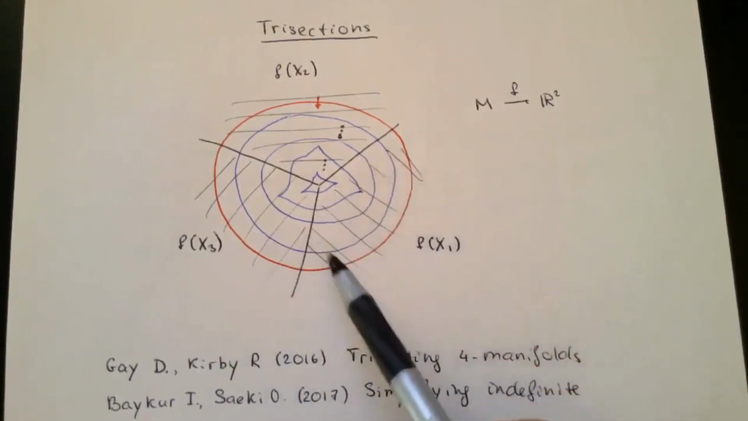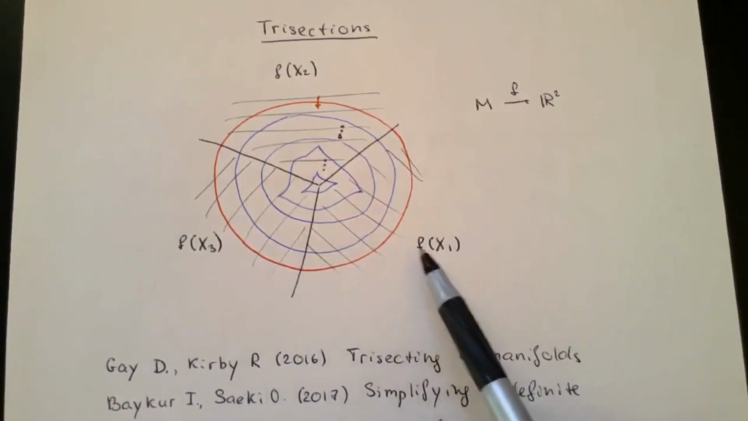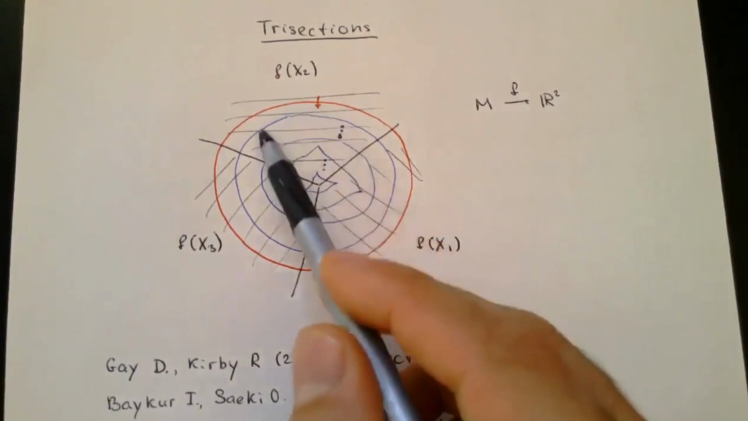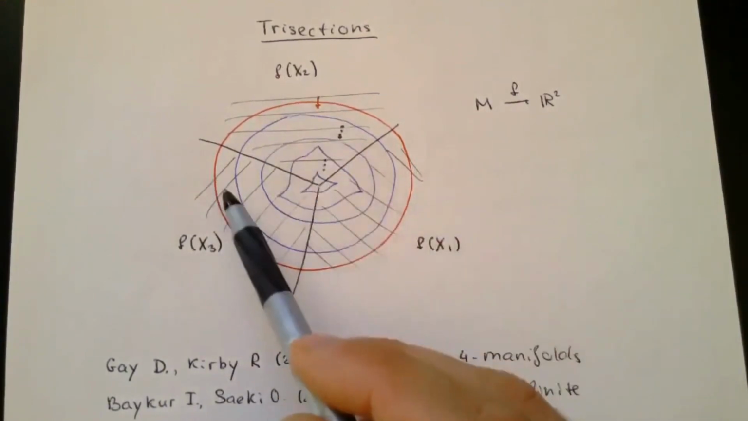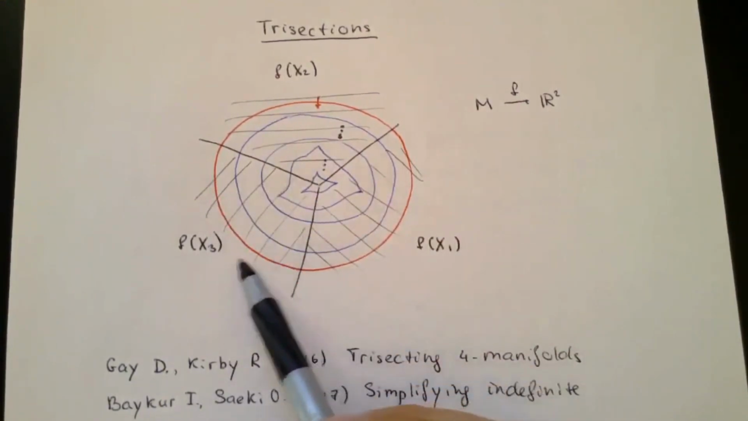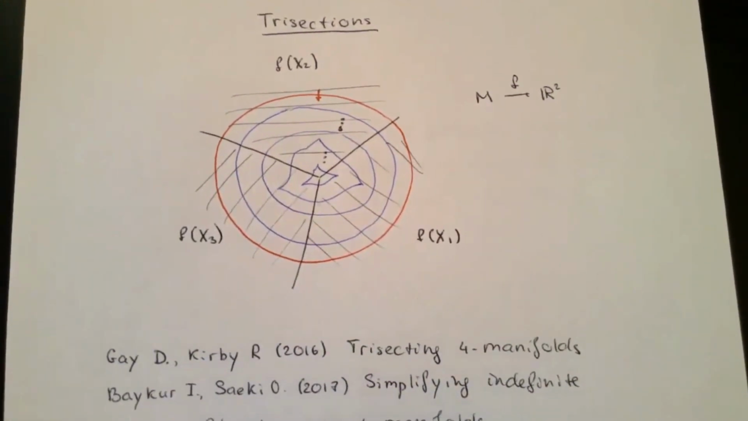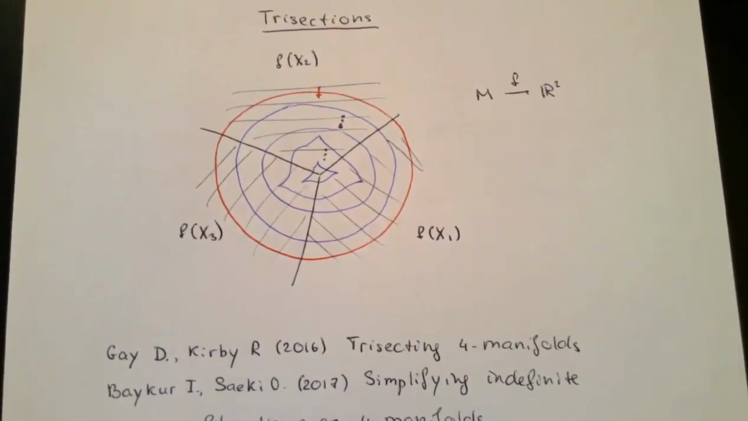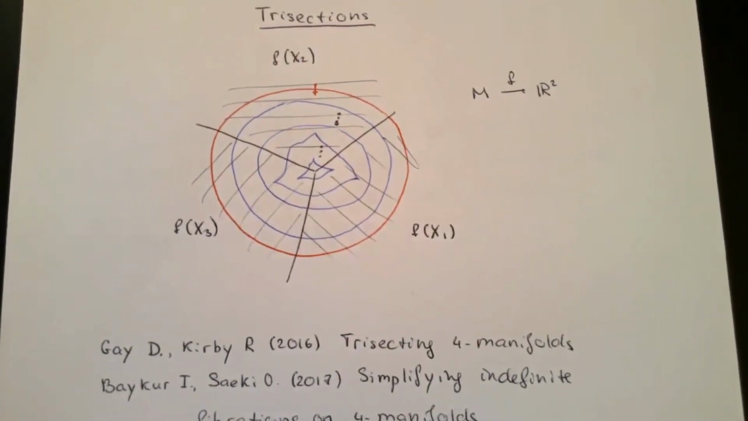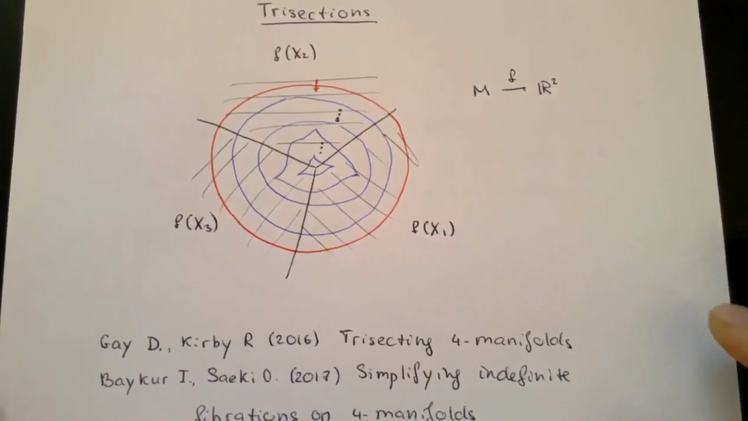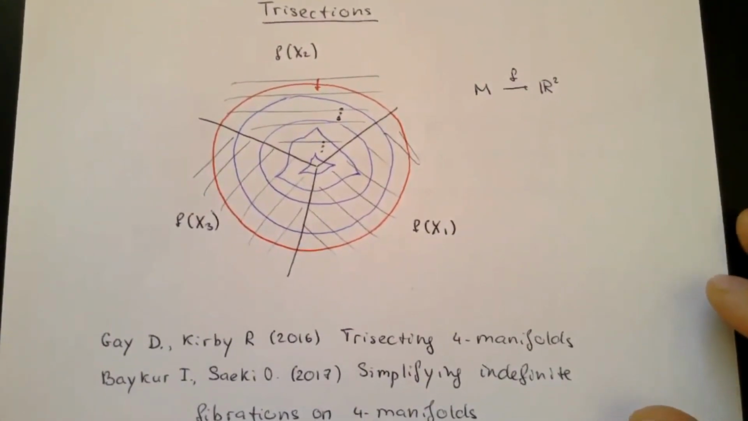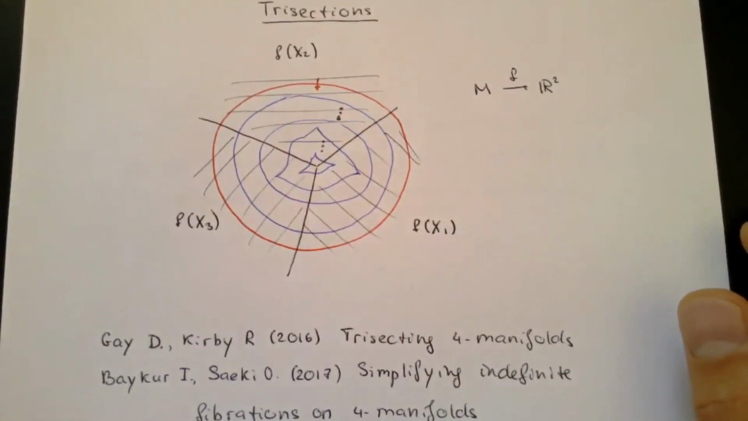So this part on the plane is actually the image of X1, this part on the plane is the image of X2, and this part on the plane is the image of X3 under the map F. This is a nice way to visualize trisections, and this is a nice way to prove that every closed oriented four-dimensional manifold admits a trisection.